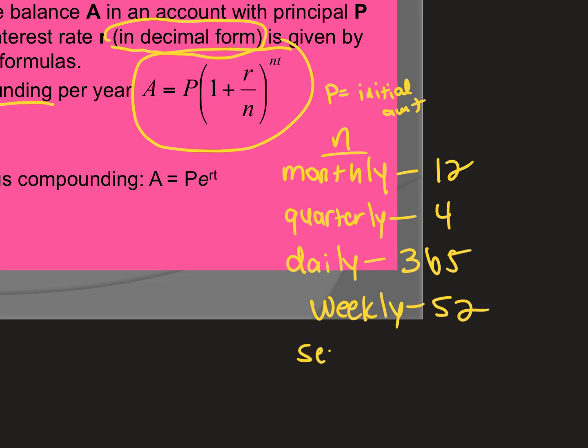What about if something happens semi-annually? It's every 6 months, but how many times is that per year? Twice, 2 times. And then what about if something is yearly? Once, right? Those are common knowledge things that we need to know. You have to know what the word monthly represents in a number. It's 12. Quarterly represents 4. Daily represents 365. Weekly represents 52. Once you have that down, guys, it's super easy.